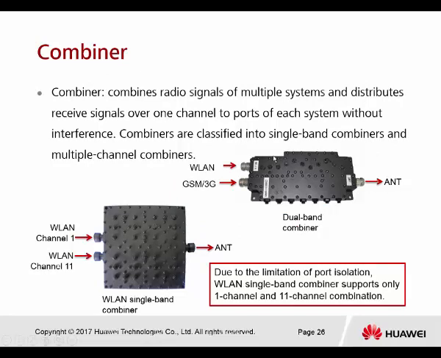Then the next one, combiner. It combines the radio signals of multiple systems, and the distributor delivers the received signal over one channel to the port of each system without interference. Combiners are classified into single band and multiple channel combiners. They allow us to combine two different wireless systems, like one for WLAN and the other for GSM or 3G. You can combine these two together and output through one antenna. Two feeder lines in, and when they come out, it's only one feeder line.